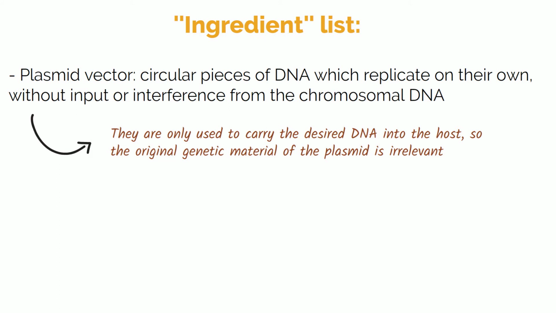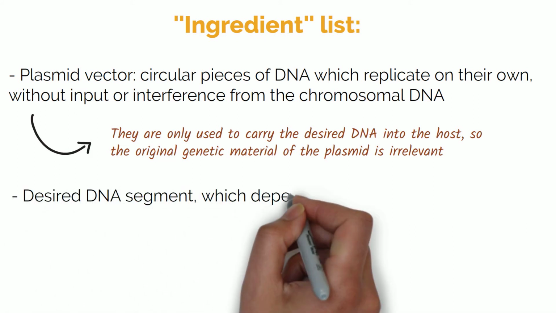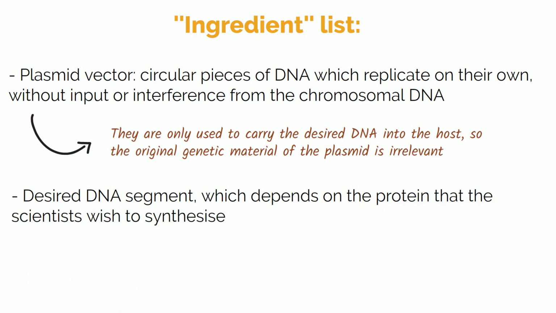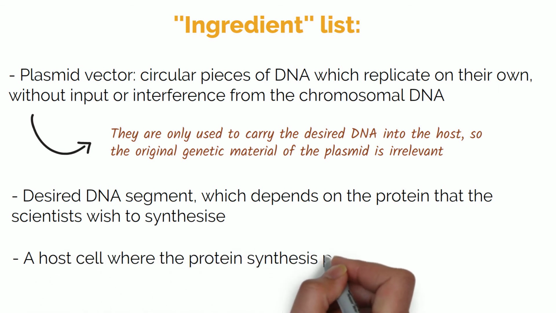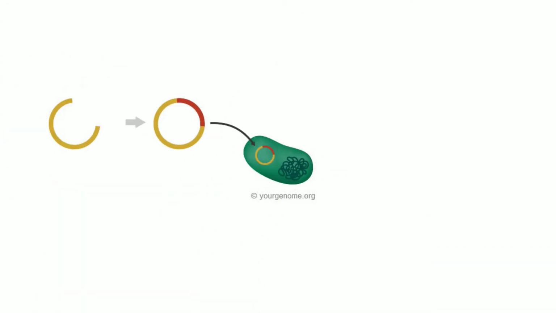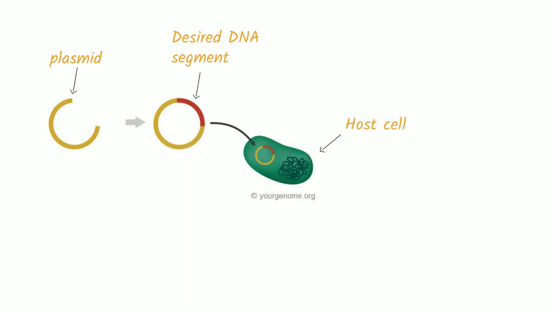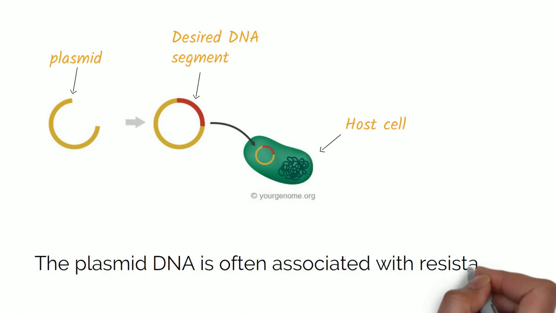The other ingredients for this process are the desired DNA segment, which depends on the protein that the scientists wish to synthesize, and the host cell where the protein synthesis process can occur. The desired DNA segment is inserted into the plasmid's DNA strand, and then the plasmid can be placed inside the host cell, which will produce the protein that we're after. The DNA in these plasmids usually helps the bacteria to become resistant to certain antibiotics.